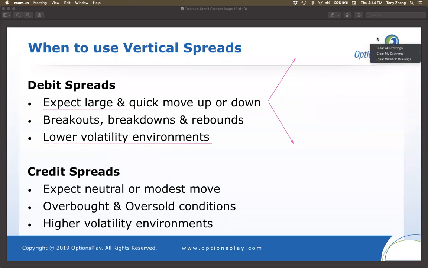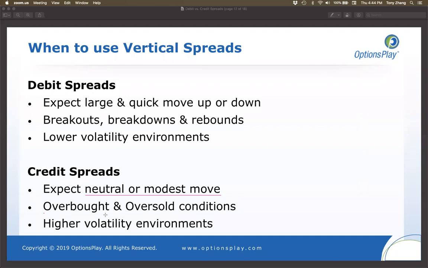Credit spreads, on the other hand, are the exact opposite, just like selling a call or selling a put. This is useful for when you expect a neutral or modest move. So yes, you can make money on a credit spread if the stock makes a big move, but if it makes a big move, you are better off buying that debit spread. If you're expecting a big move, credit spreads are really not the right trade for you, because you're not going to be able to capture all that upside. It doesn't matter whether the stock moves 1% in your favor or 20% in your favor, you make the same amount of money on a credit spread.